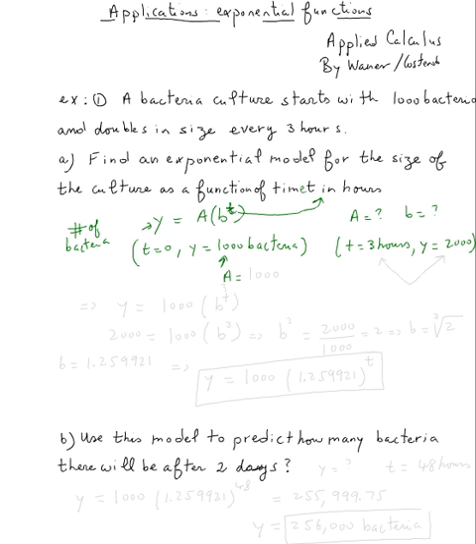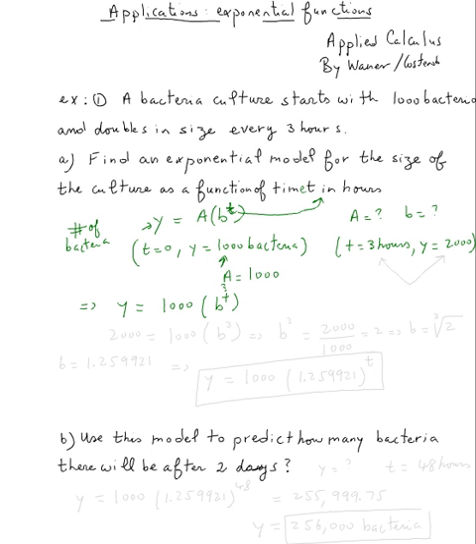Here again, this is an easy problem because we know 1,000 has to be the a. A is always the y-intercept. If you plug in t equals 0, you're always going to get a, because b to the 0 is just a. So we know a is 1,000. Now let's plug it in. This means y equals 1,000 b to the t.